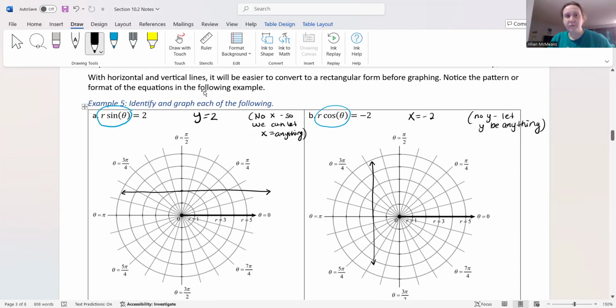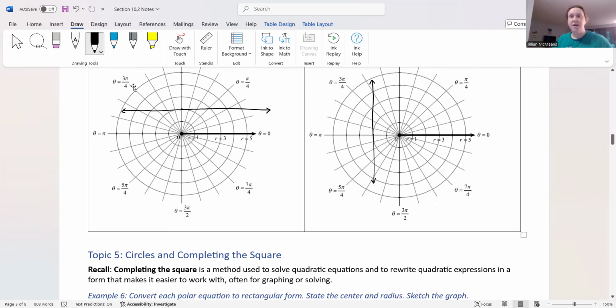Okay. So I think that's it for this video. So next we're going to look at circles, and we do need to remember completing the square. So if you have gotten a little rusty on completing the square, might be worth taking just a quick minute to go review it.